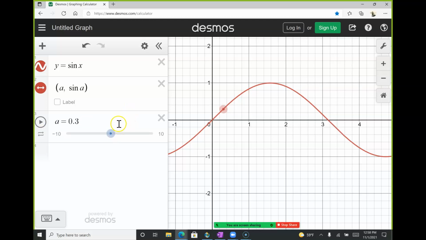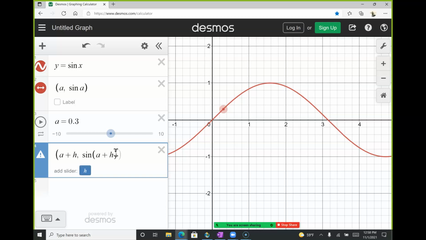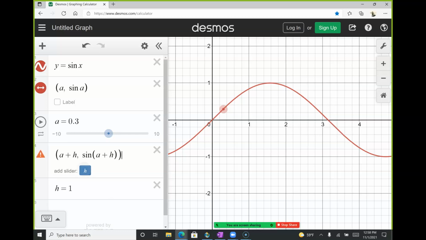So there's my first point. The other point I want is a plus h, comma, sine of a plus h, right? So I want a plus h, or x plus h, a plus h, comma, sine of a plus h. And that's my second point, right? And I'm adding the slider h. And so there's my second point.